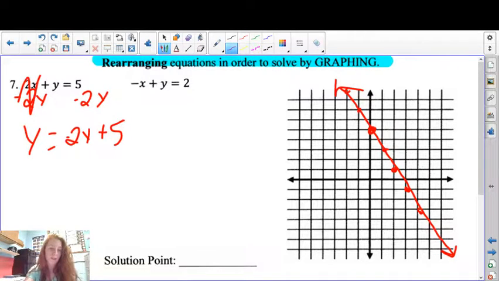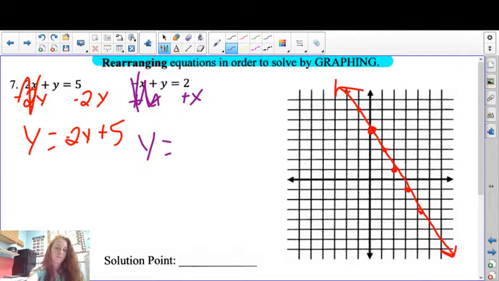Second one, again, I need to get y by itself, so I'm going to undo that subtraction of x by adding it. Now he's gone. And my 2 is already positive, so it's plus 2. So I start up at 2. I go up 1 over 1. Boom, that was the easiest line I've ever drawn.